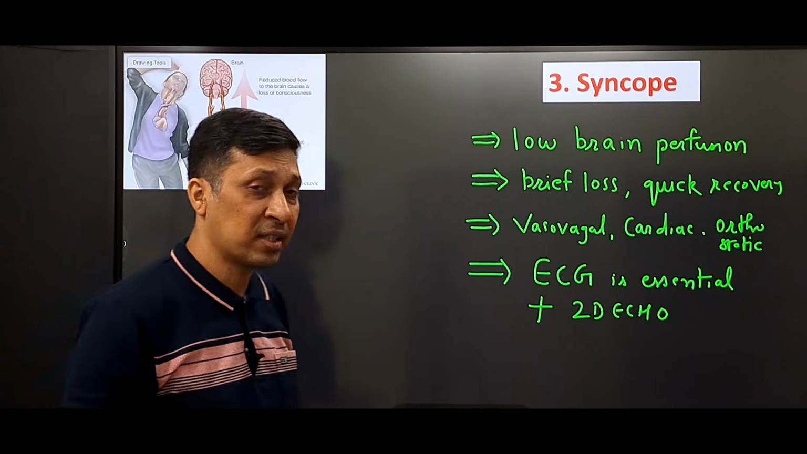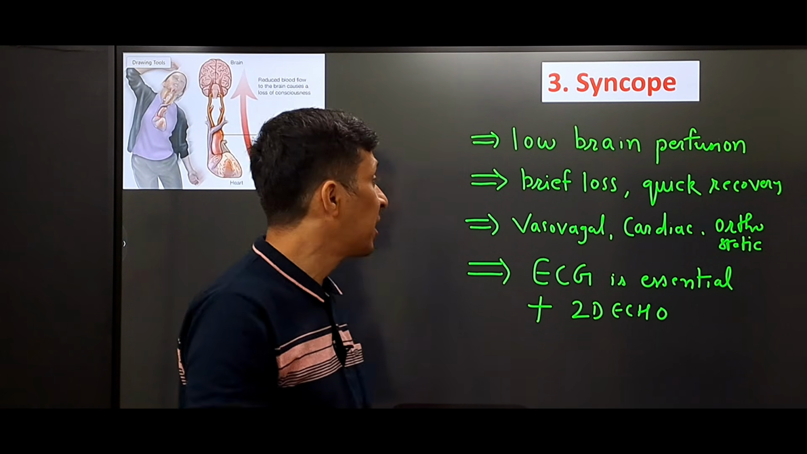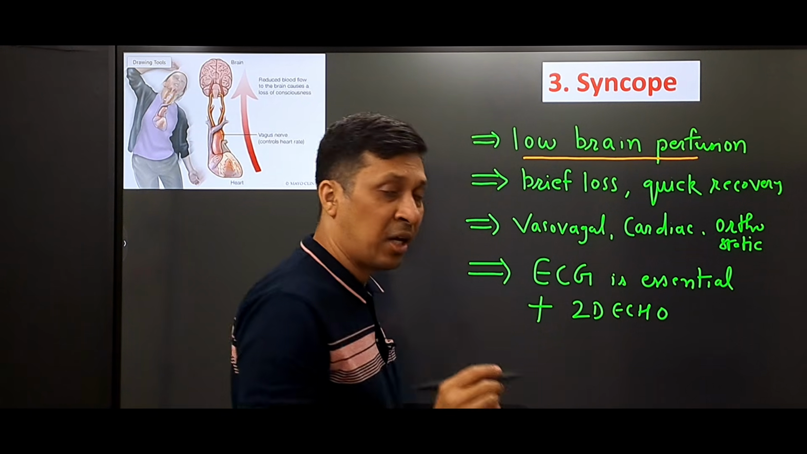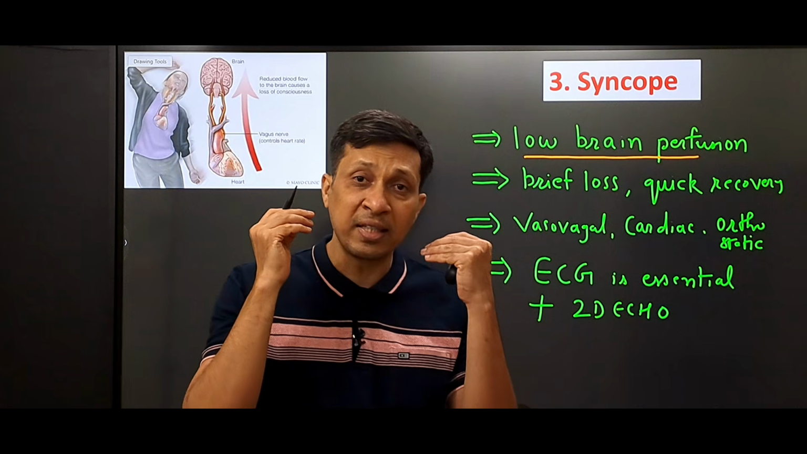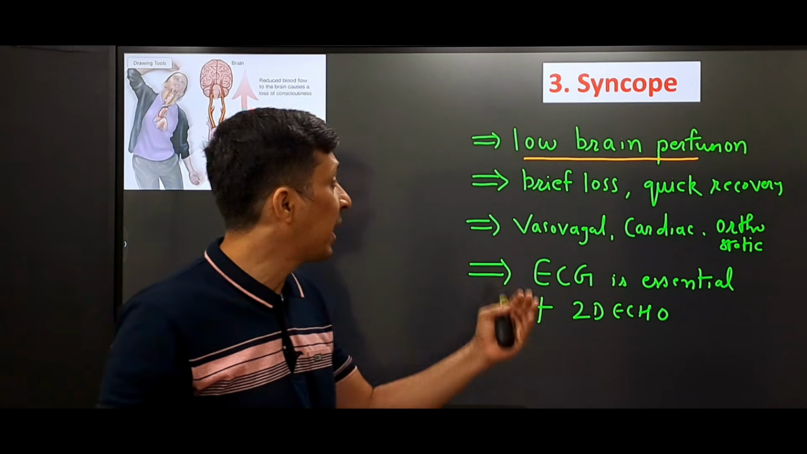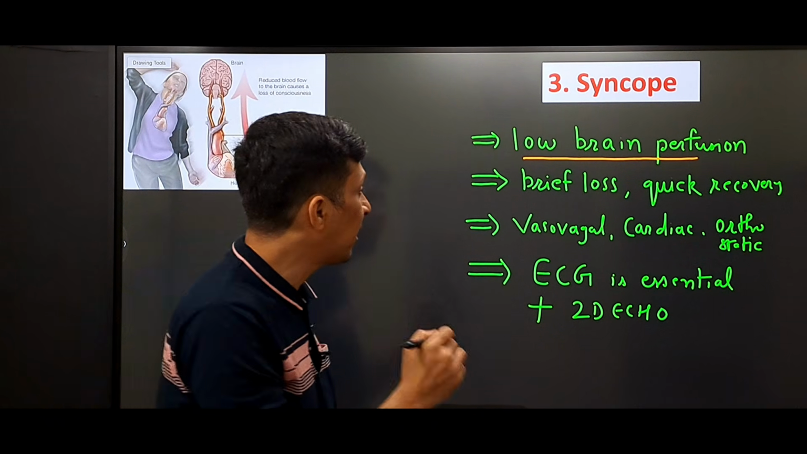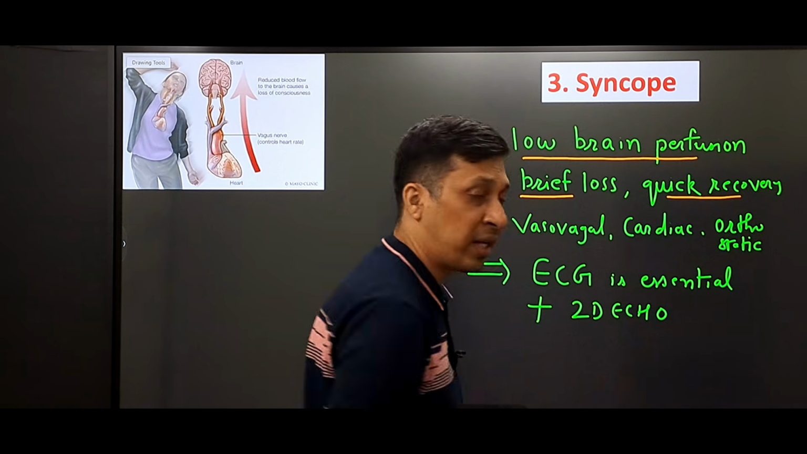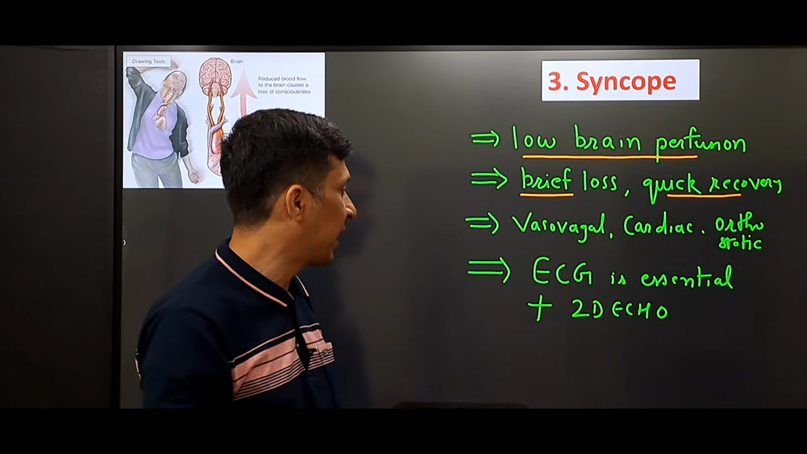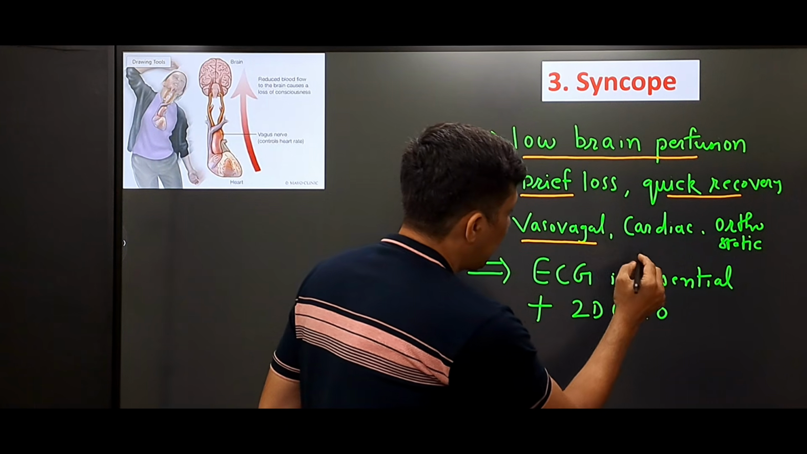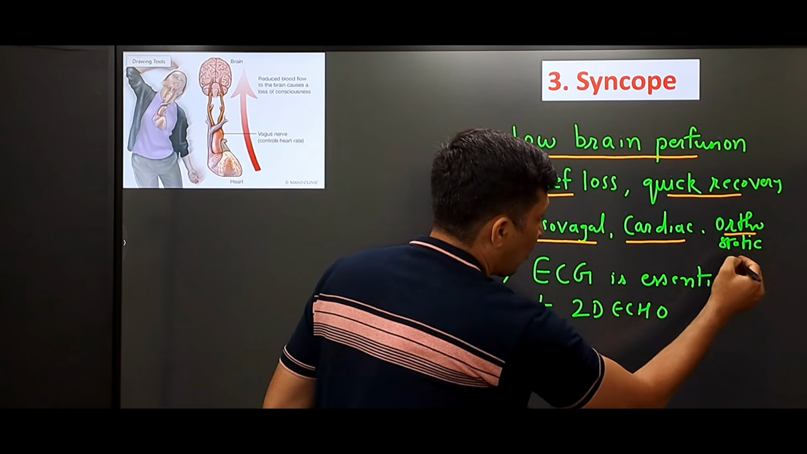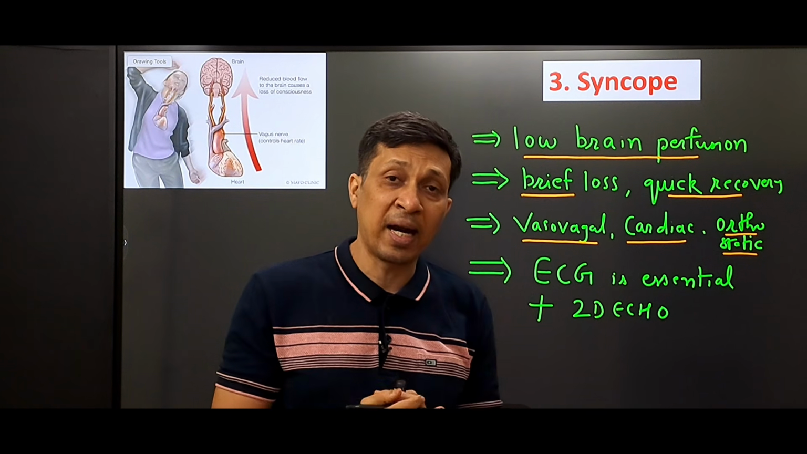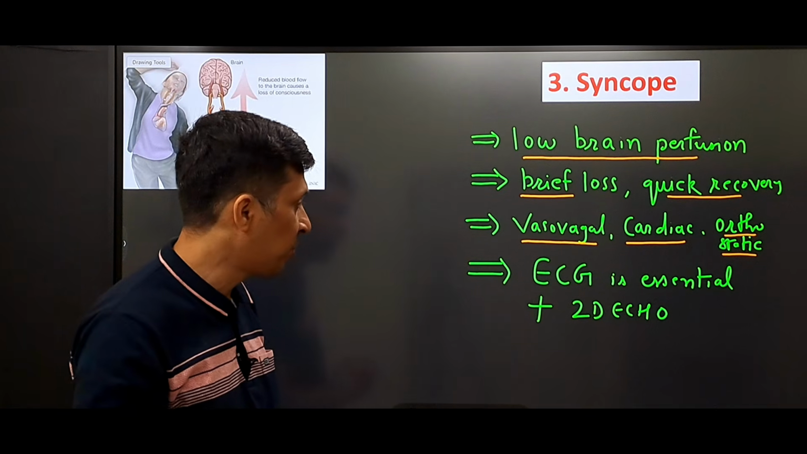Then the third cause is syncope. What is syncope? Syncope is a loss of consciousness due to low brain perfusion. When the blood supply to the brain is decreased for some reason, then what we get is syncope. Here the loss of consciousness is very brief and the recovery is also very quick. Syncope is of 3 types. It can be vasovagal syncope, cardiac syncope or orthostatic syncope, of which cardiac syncope is very important and needs to be evaluated further.